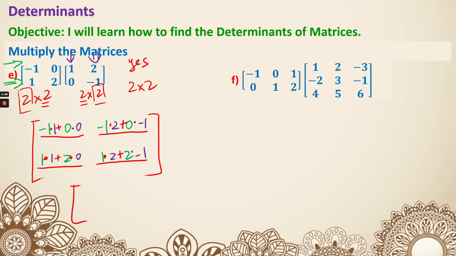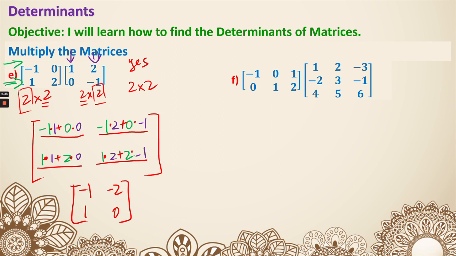That's going to give us a result of negative 1 in the first space. Negative 1 times 2 is negative 2 plus 0, negative 2. 1 plus 0 is 1. 2 plus a negative 2, that is a 0. That is E.